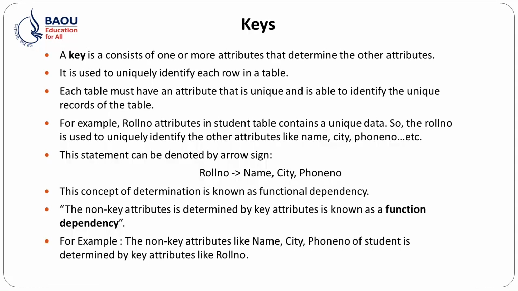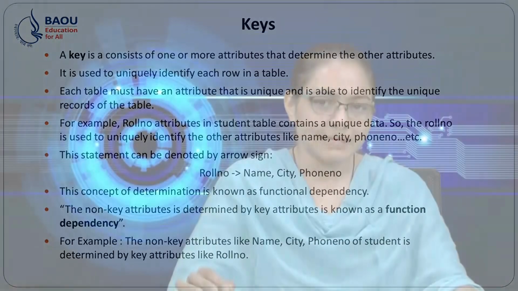For example, in a person table, Aadhaar card or PAN card or election card is a key attribute because it is used to uniquely identify the records. Same as in an employee table, employee ID is the key attribute. In a customer table, customer ID is a key attribute, etc.